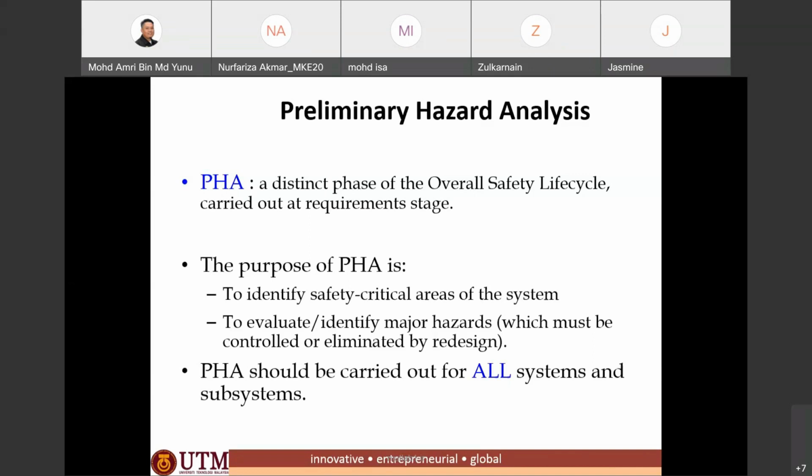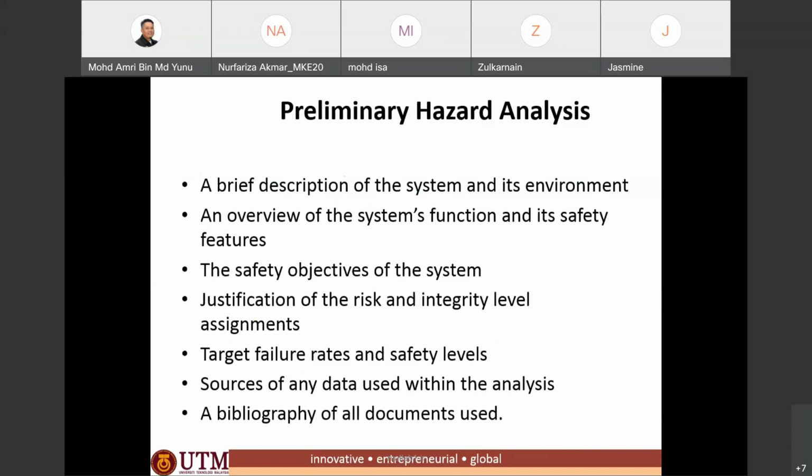During the design process, you need to sit down and form a team that carries out the preliminary hazard analysis. The task is to give a brief description of the system and the environment. For example, what is the purpose of the system? For the environment, what are the temperature and pressure, and will it emit gas, smoke, etc.? And then an overview of the system function.